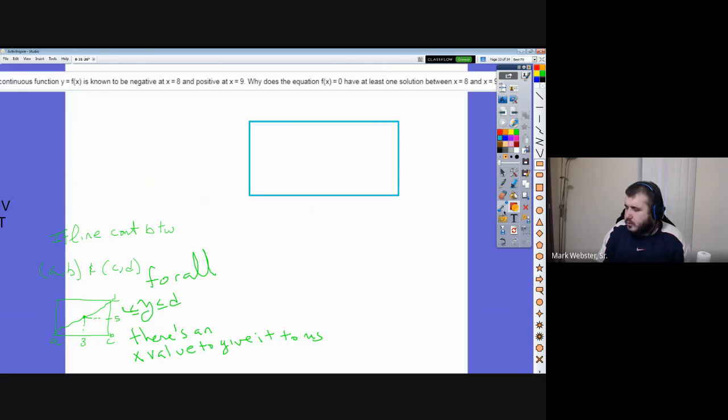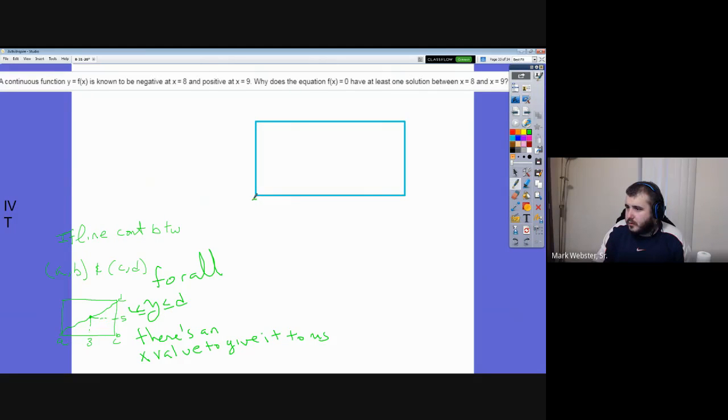If you know that it's continuous from 8 to 9, right, for the x value, and let's say it does something like this. No matter how we connect from this point to this point, it has to cross 0. No matter what we do.